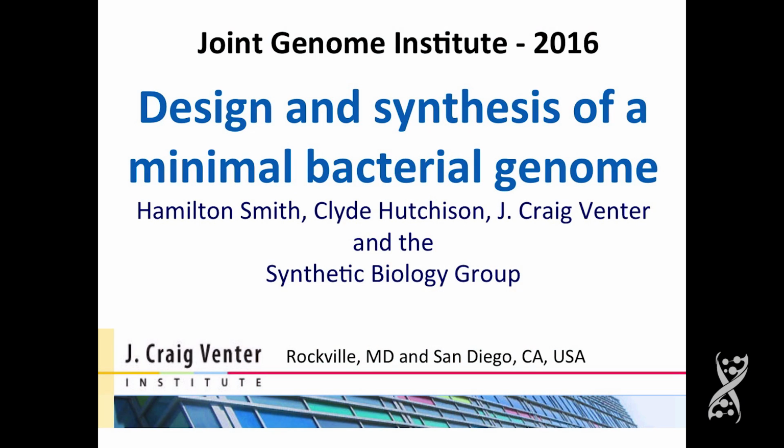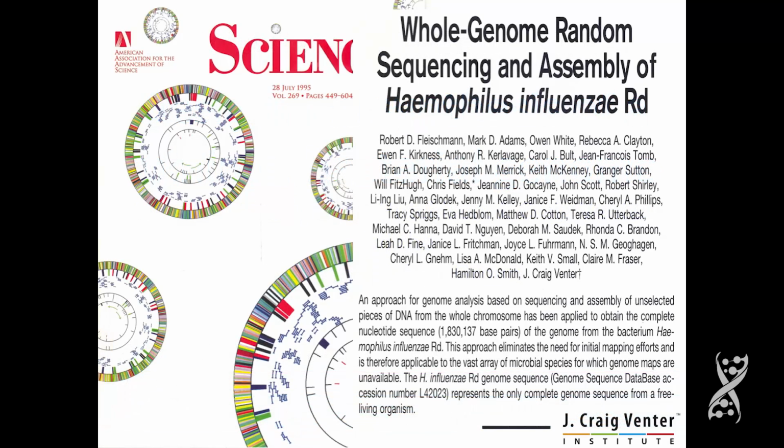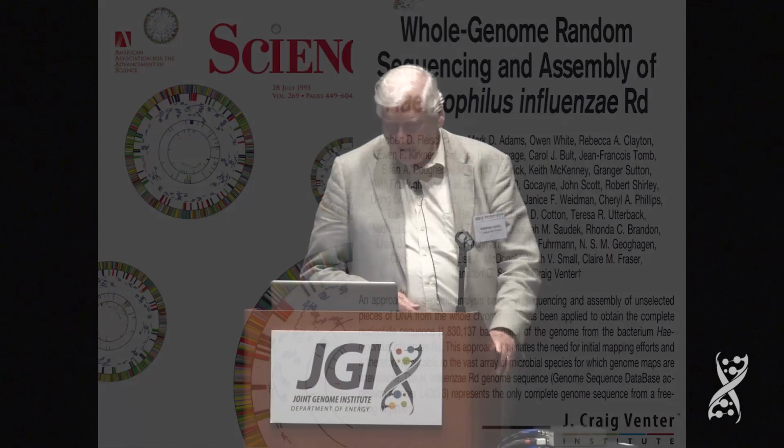So we couldn't really deal with those questions until the first complete genome sequences were done in 1995. The first one was Haemophilus influenzae. It's the first time that we ever had a complete look at all the genes in an organism. There were 1,710 genes, 1.83 megabase genome.